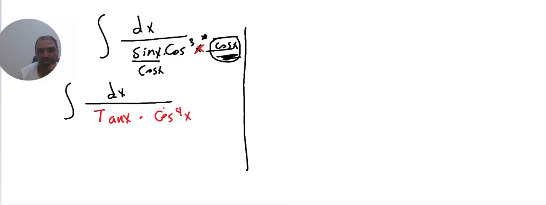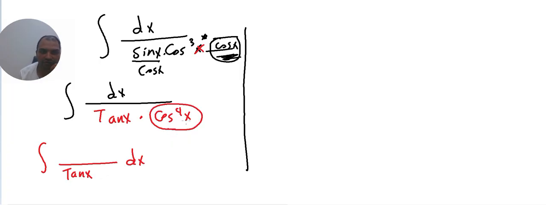Cosine moves from the denominator to the numerator, and we know sec is the inverse of cosine. Then you can write tan x dx, and cosine power 4 of x from the denominator to the numerator becomes the reciprocal, sec power 4 of x. Now we can simplify further. We know sec power 2 x is equivalent to 1 plus tan power 2 x.